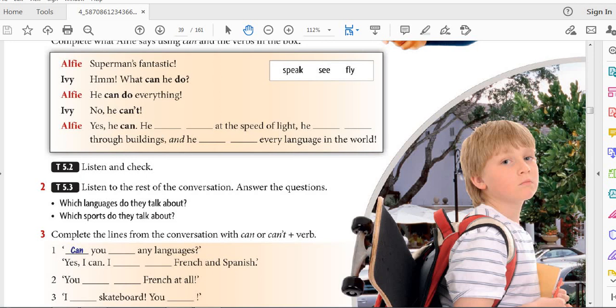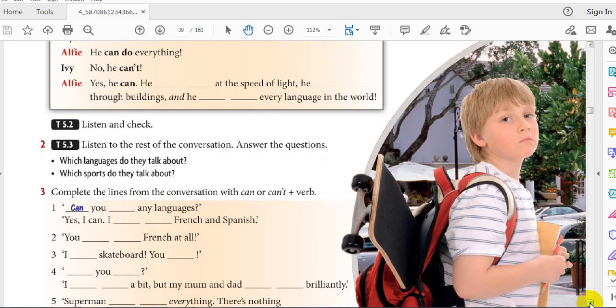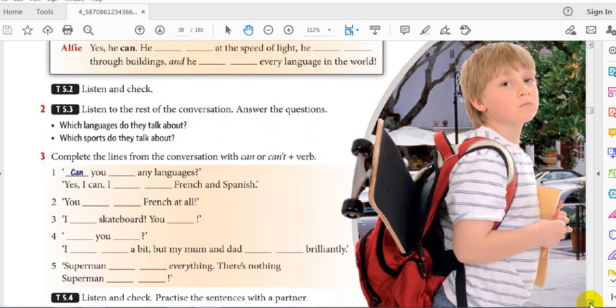Okay, now we are taking something about can or can't, can and can't, and couldn't. It is used in the negative, positive and question forms with all pronouns, without any exception.